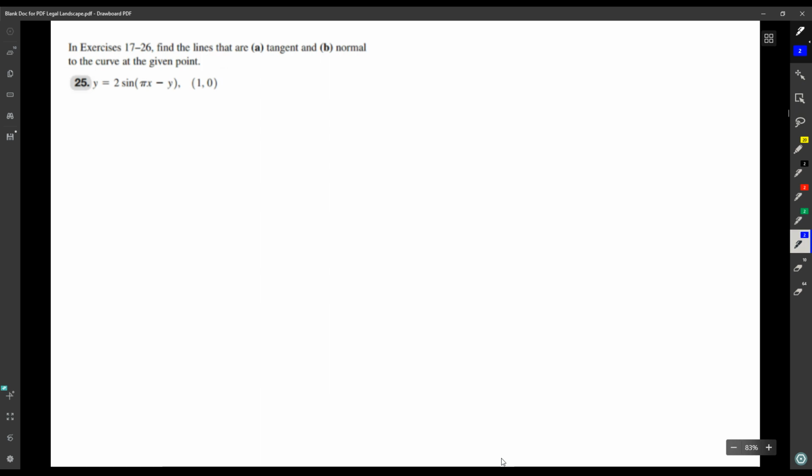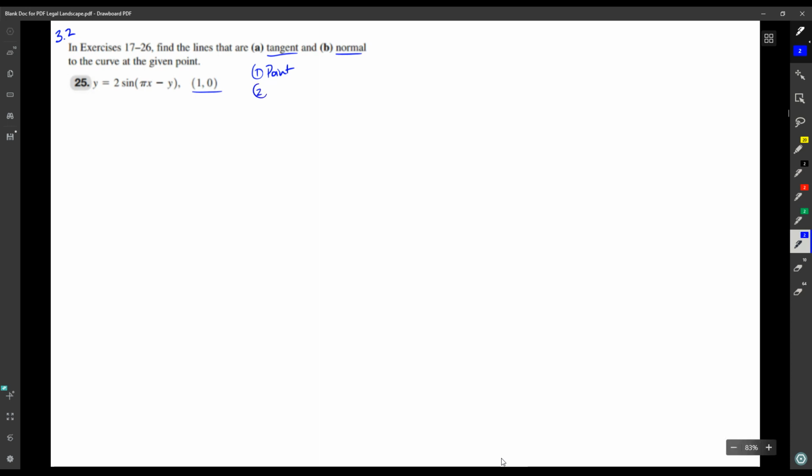Here's number 25 from section 3.2. We're asked to find lines that are tangent and normal to the curve at the given point. In number 25, our curve is y equals 2 times the sine of pi x minus y, and our point is 1, 0. So of the two pieces of information we need to write the equation of any line, we already have one. That's the point. And that point in this case is 1, 0.